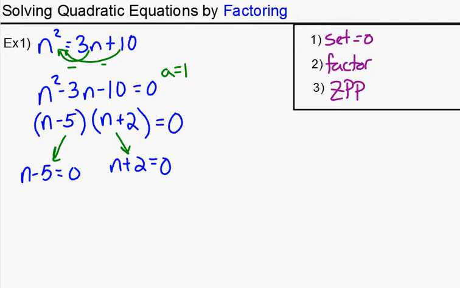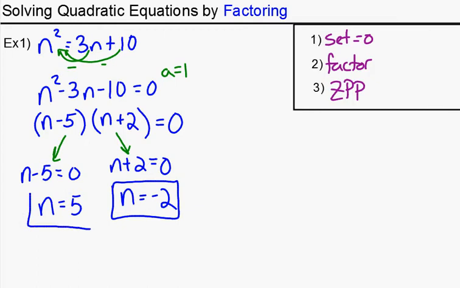Here I just add 5 over, and n equals 5. And here I subtract 2, and n equals negative 2. Those are my two solutions to the quadratic. Remember, every quadratic has two solutions, two numbers or quantities that make it true. In this case, it's 5 and negative 2.